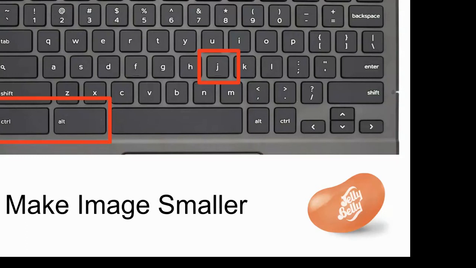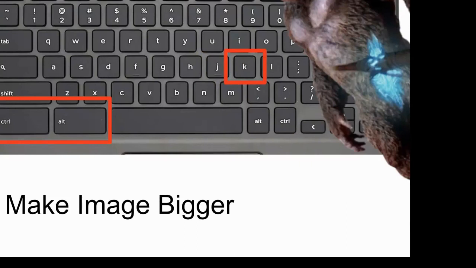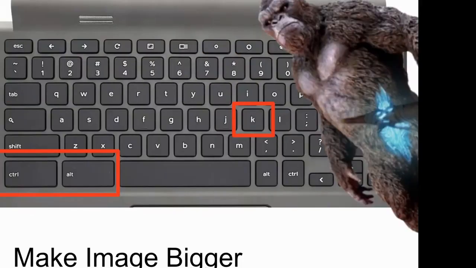How I remember that Control and Alt and J make images smaller is I think of a little tiny jelly bean. Now, if you'd like to make your image bigger, if you select your image and hold Control Alt plus the letter K, you'll see your image get bigger again. So let's try that and see what happens. I remember King Kong because he's huge for the letter K. So that's how I remember the keyboard shortcuts to make my images bigger again.